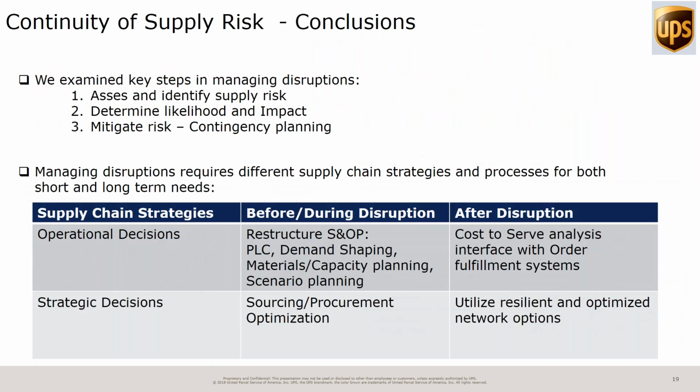So to wrap it up, we did review some of the key steps in terms of managing the disruption: assessing and identifying the supply risk, and then determining the likelihood and impact. And for those that are high impact and high likelihood risks, mitigating the risks through contingency planning. And then we reviewed some of the operational as well as strategic supply chain strategies that could really play a key role in terms of mitigating the risk, either before or during the disruption, or after the disruption hits.